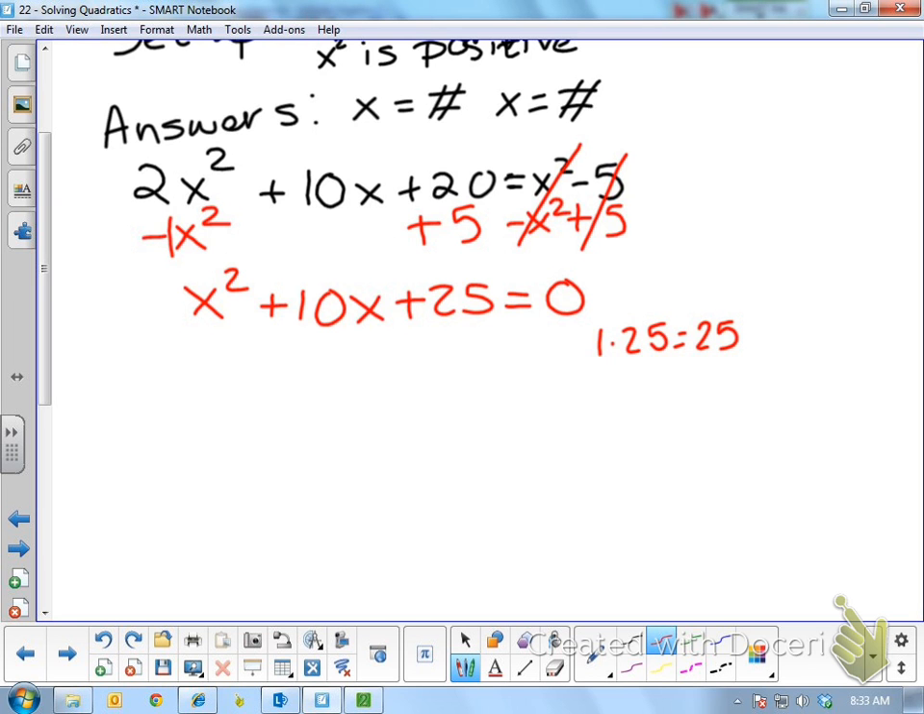What numbers will multiply to be 25 but add to 10? 5 and 5. Is she right? Does 5 times 5 multiply to be 25? Yes. Does 5 plus 5 add to be 10? Yes. So is Taylor correct? Yes, she is. Okay, 5 and 5.